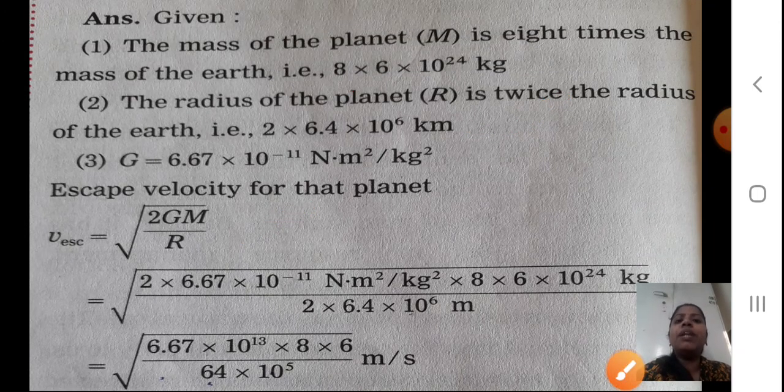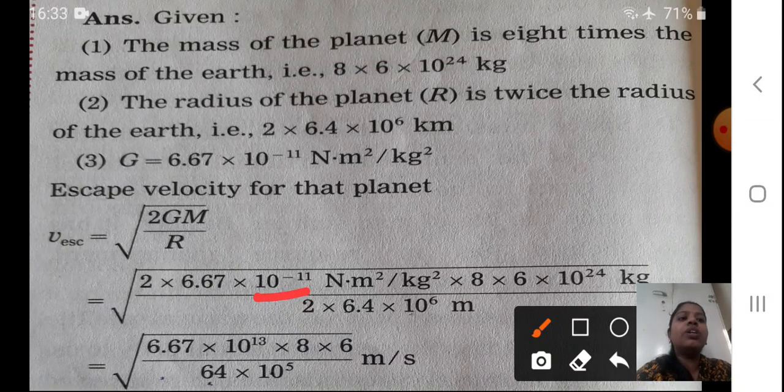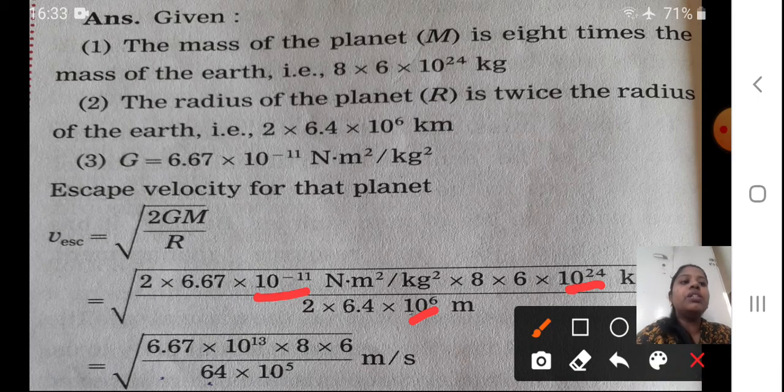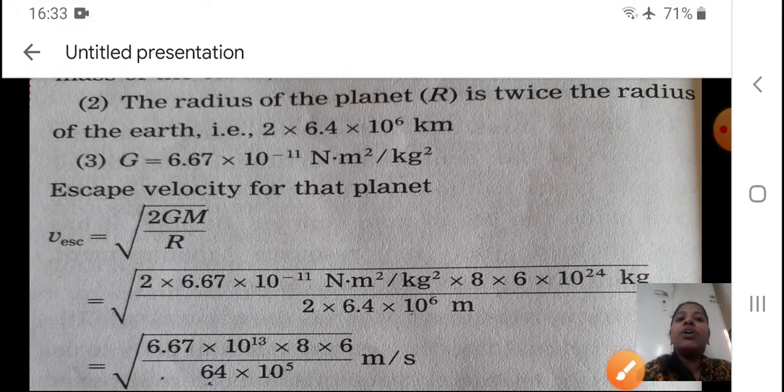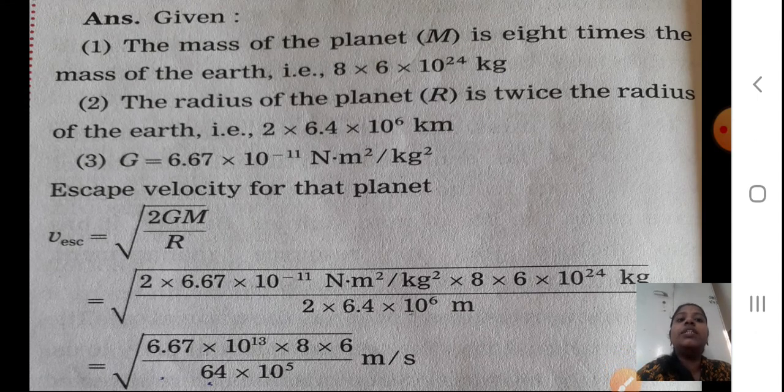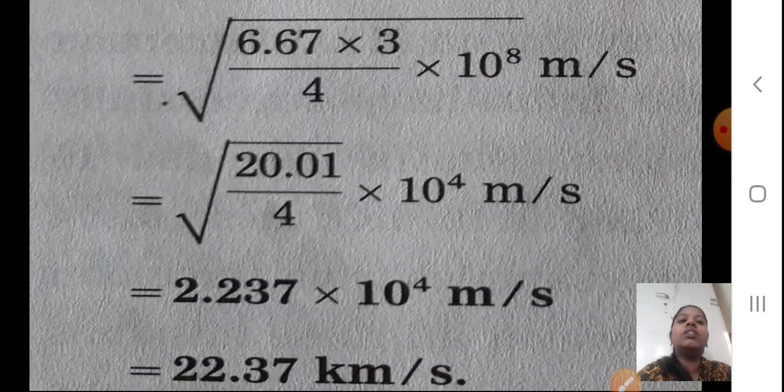Simple, you will multiply. Always remember that whatever the raised-to terms are, you keep aside and handle at the end. First you do the multiplications of the numbers. So when I multiply, I am getting root of 6.67 into 10 raised to 13 into 8 into 6 upon 64 into 10 raised to 5, in meter per second. When I solve it, I get root 6.67 into 3 upon 4 into 10 raised to 8.